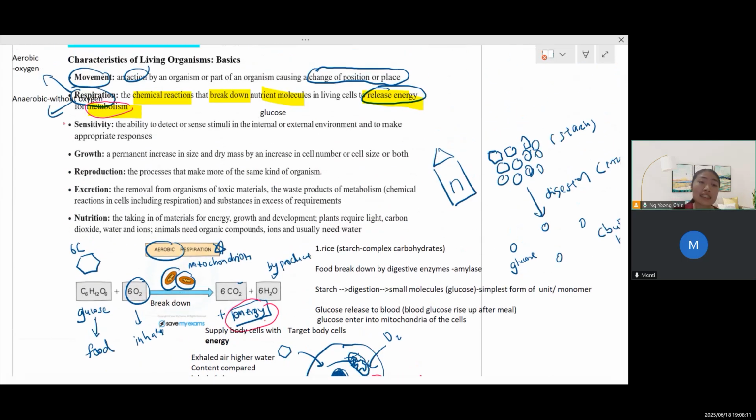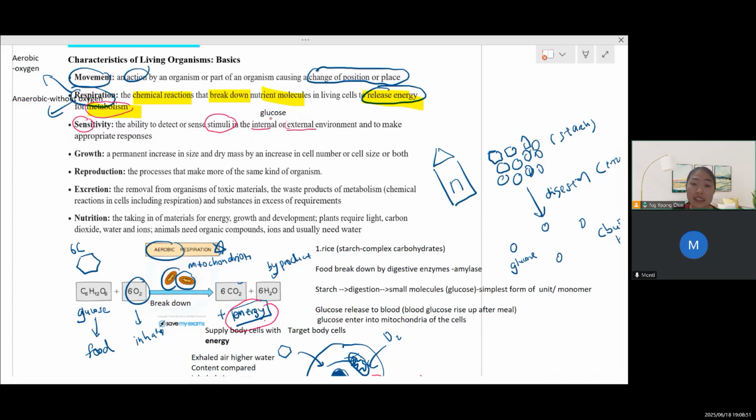And now we talk about sensitivity. So what is meant by sensitivity? Sensitivity is the ability to detect or sense stimuli. Stimuli are changes that occur in our environment. For example, we have the internal environment and the external environment. An external environment change would be a temperature change. The weather is so hot, right? Or you feel so cold from the weather. Or you feel pain because someone knocked you. Those are changes in the environment.